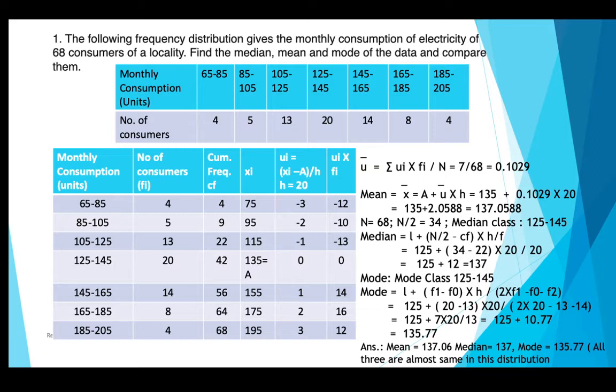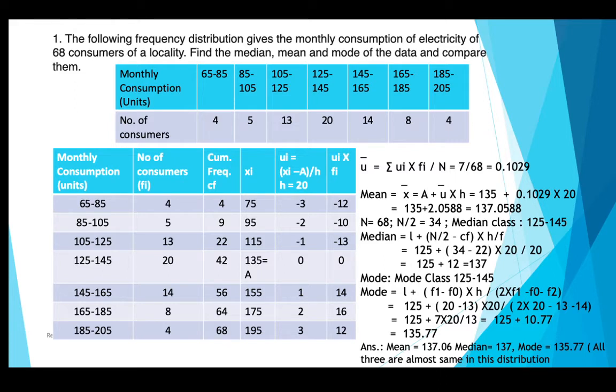Now calculating median, n is equal to 68. So divide n by 2, 34. Median class is 125 to 145. How do you decide the median class? Now see the cumulative frequency. Our n by 2 is 34. It is more than 22. You must see in the cumulative frequency table, it is more than 22 but less than 42. So our median class is 125 to 145.